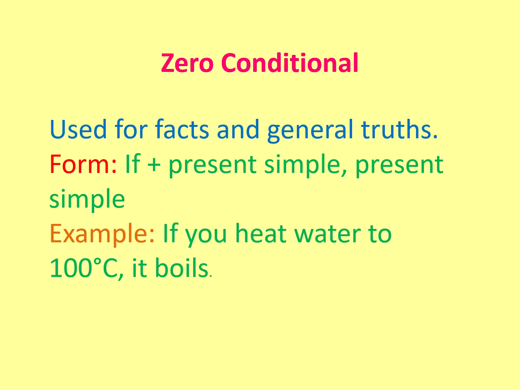The zero conditional is used when the result of the condition is always true, like scientific facts or general truths. For example, if you heat water to 100 degrees Celsius, it boils. This is a scientific fact. Notice the structure. Both parts of the sentence are in the present simple tense. If plus present simple, present simple. This type isn't about the future, it's about things that always happen.